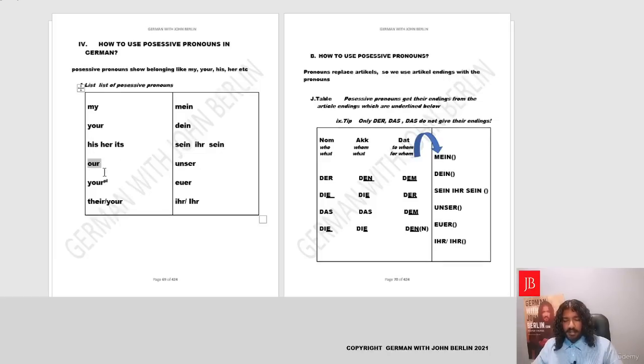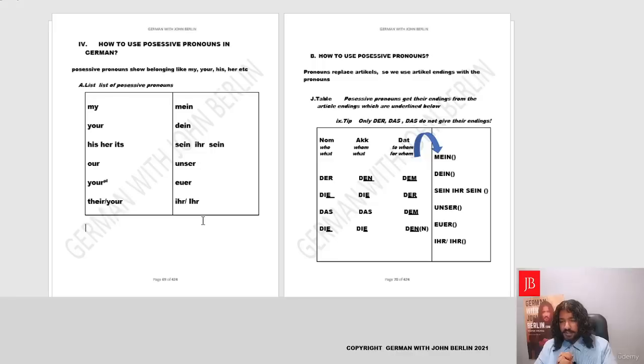Our is unser, your plural is euer, their, third person plural, is ihr, and your formal, which in English looks the same, in German is ihr. Perfect. Now we need to memorize these possessive pronouns. I'll give you tips and tricks to remember them as we move forward.